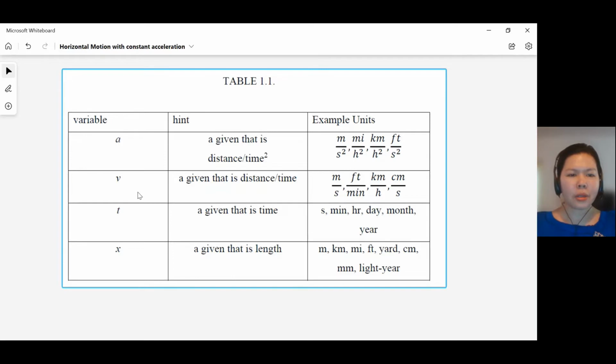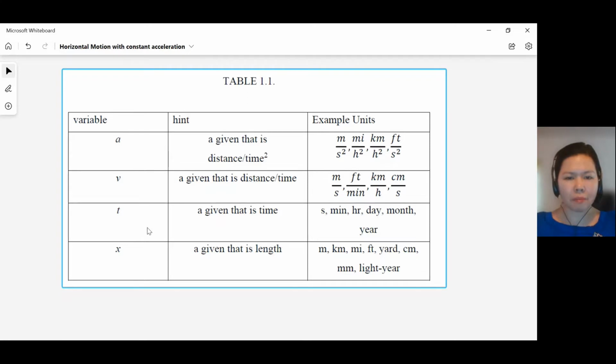For velocity, any given that is distance over time. Example, meter per second, feet per minute, kilometer per hour, centimeter per second. That's velocity. Any given that is distance over time.